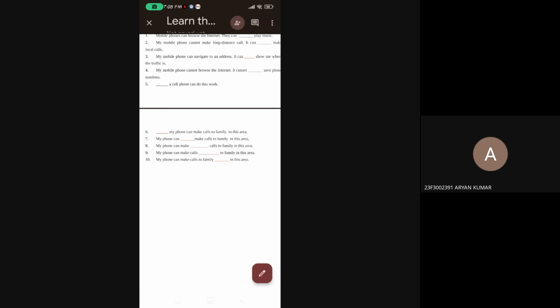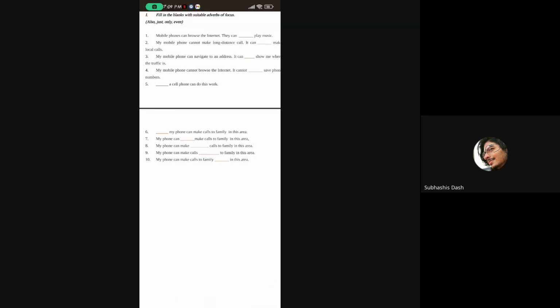Eighth one, my phone can make dash calls to family in this area. Only calls. Only calls to family in this area. Similar thing. That's because we're using a serial verb. We could have omitted the make there, but both of the sentences carry almost a similar meaning. My phone can make only calls to family in this area.